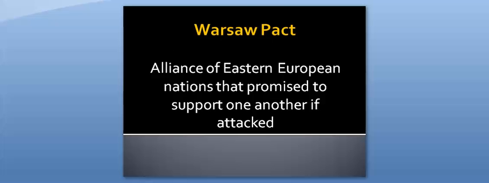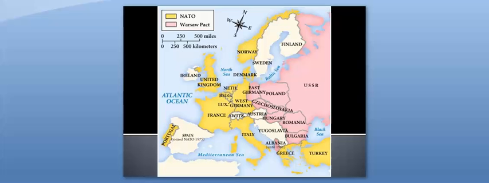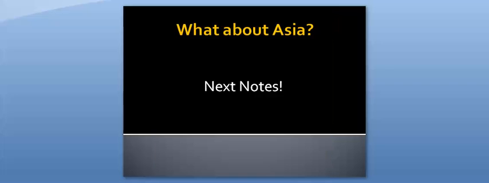So they did that by creating the Warsaw Pact, which was an alliance of Eastern European communist nations that promised to support one another if they were attacked. Most of the member nations were satellite nations for the Soviet Union.